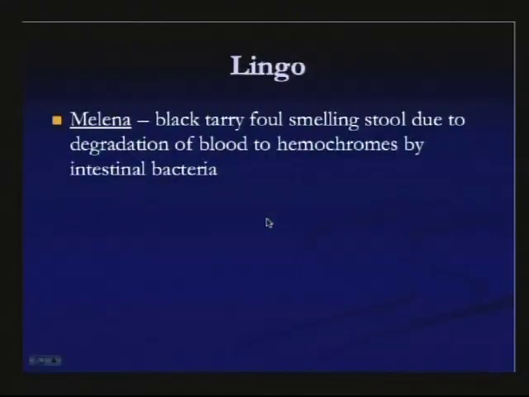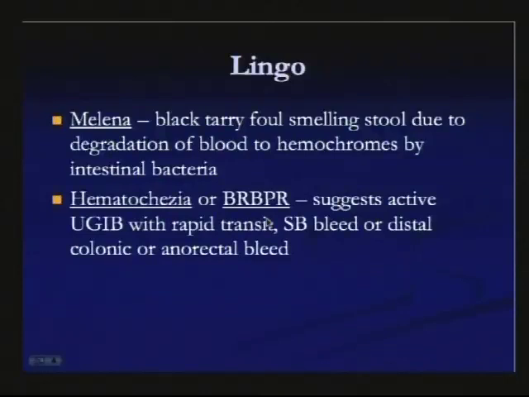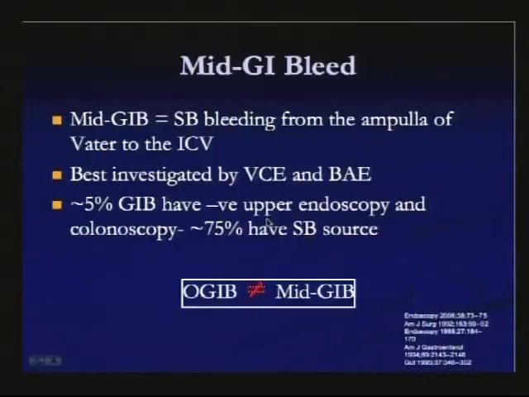Melena, black, tarry, foul-smelling stools. So nurses know how melena smells. Hematochezia suggests active bleeding either from the upper GI tract with rapid transit, or small bowel bleeding, or distal colonic or anorectal. Now this is the entity I was telling you about, the mid-GI bleed.